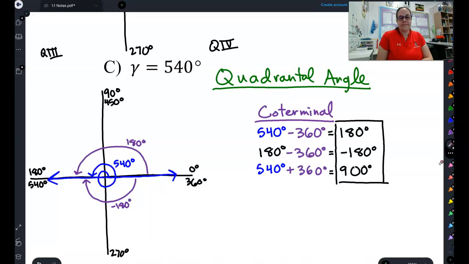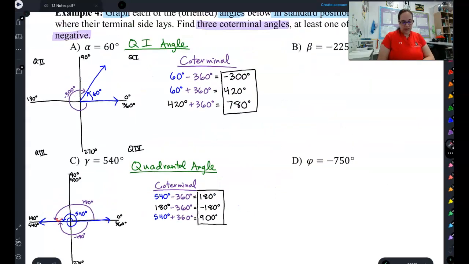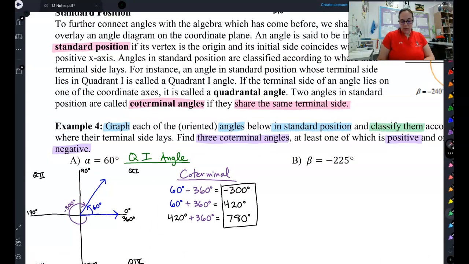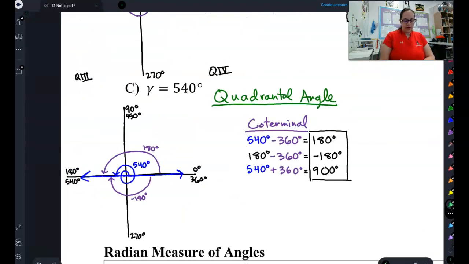Let's check your work. Here is our angle graphed in standard position. I found that with 540, I was going to have to go around the circle more than once. So I went all the way around to 360, then to 450, and 540, and ended right there. This is called a quadrantal angle. That is a vocab word I skipped above, sorry about that. A quadrantal angle is one that lies on one of the axes. That's what makes it quadrantal.